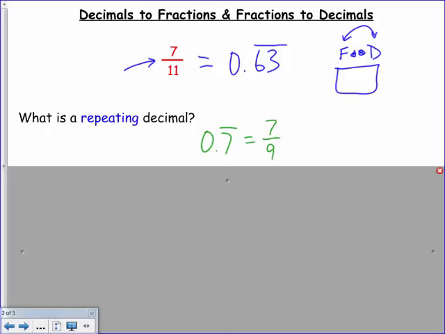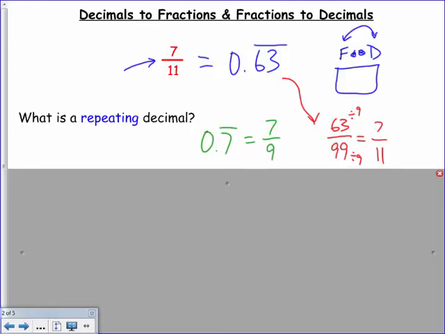Well, if there's 2 digits repeating like this 0.63 up here, all we got to do is put those 2 digits over 2 nines. Because if I simplified that fraction, I would divide both by 9, and I would get 7/11. So that's the quick trick on going back and forth with repeating. Some of the repeating ones are really tough to do, but those are the easy ones.